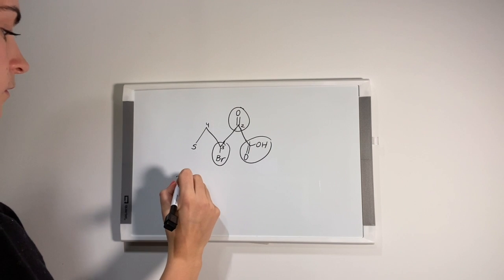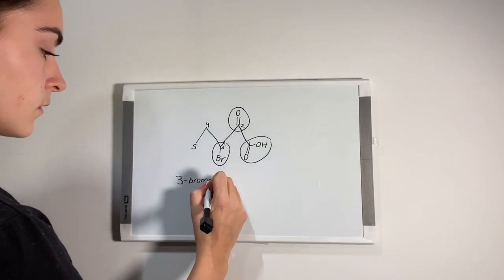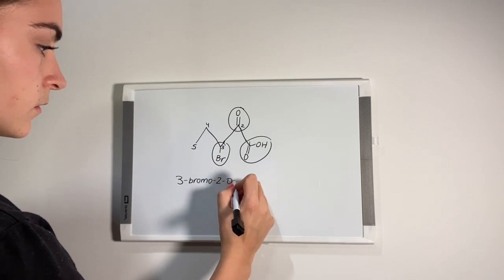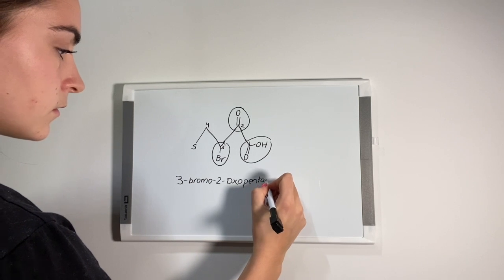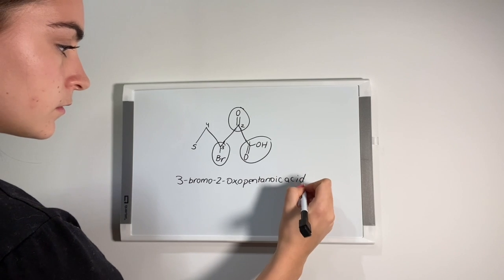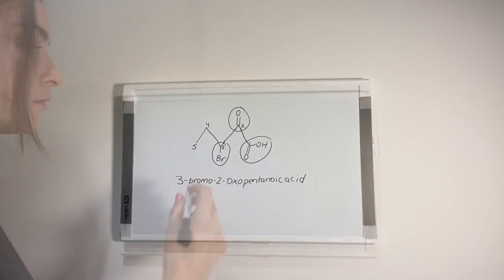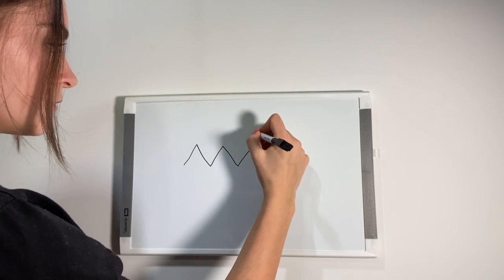The alkyl halide group will take the name bromo. Next is the ketone, which will have oxo instead of -one because it is not the highest priority, and it'll end in oic acid because of the carboxylic acid group. So the full name is 3-bromo-2-oxopentanoic acid. The next example I have here is a 7 carbon chain, so it is a heptane.